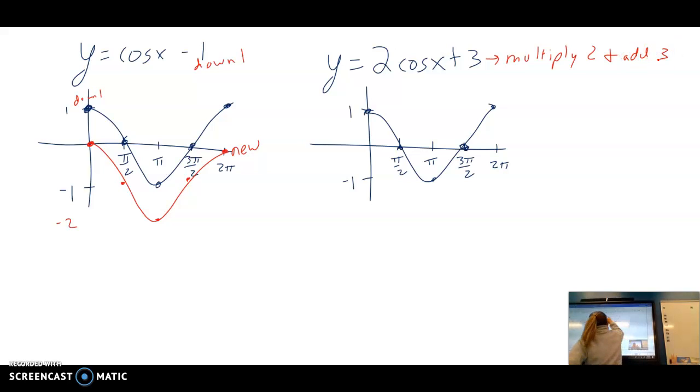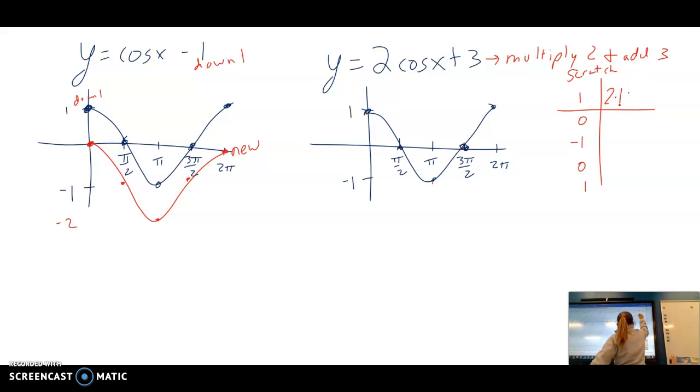So I'm actually going to take this and do some scratch work over here. So this is the scratch work. Okay, so I have my values of 1, 0, -1, 0, 1. Right? So now what it's telling me to do is I need to take this value of 1, multiply it by 2, and then add 3 to it. So 2 times 1 plus 3 is 5. So this value is actually going to move all the way up to 5.